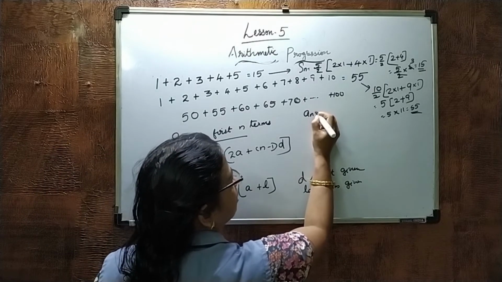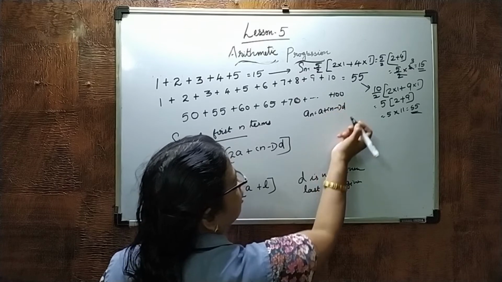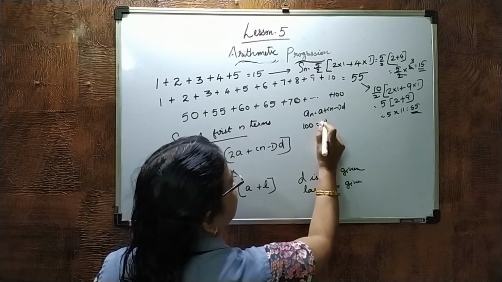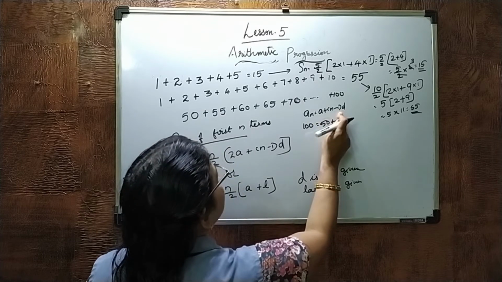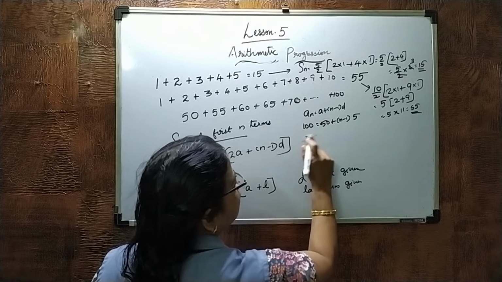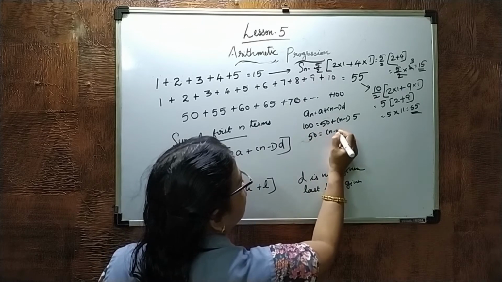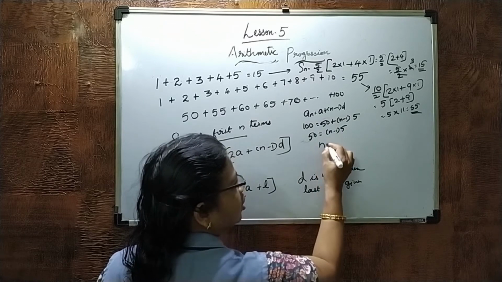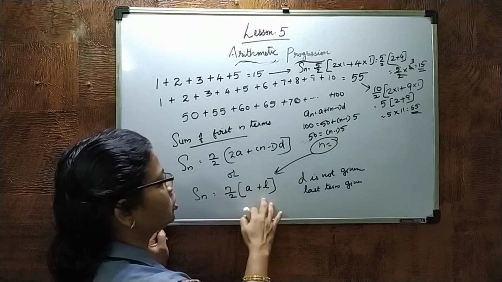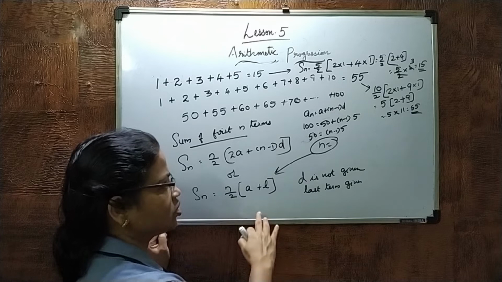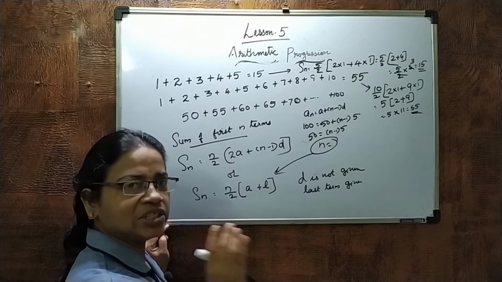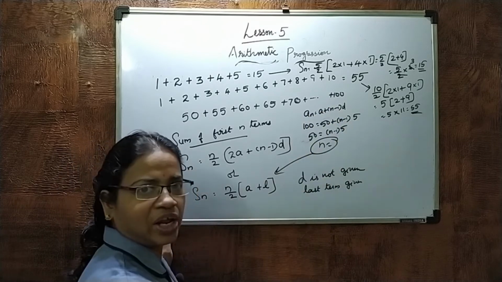It is an equals a plus n minus 1 into d. It is 100 equals a plus, a means 50, 50 plus n minus 1, n minus 1 you have to find out, into d is 5. Then 100 minus 50, it is 50 equals n minus 1 into 5. From here you will get the value of n, and then apply this formula, you will get the answer. If d is given also, no problem. This one is very useful and very simple also. That's why, when the last term is given, it will be better to use this one. And when n is not given, you have to use this formula and then find out n.